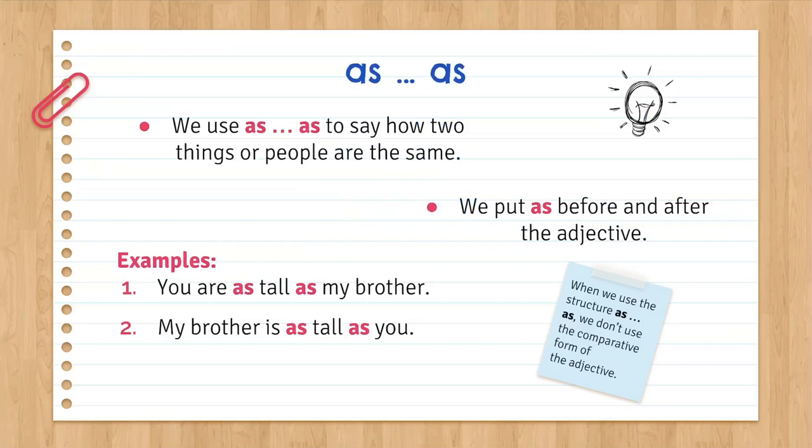When we use the structure as, we don't use the comparative form of the adjective. So check that in the examples, I'm not using taller, the comparative adjective that we learned last week. We have to use only the adjective in the simple form.